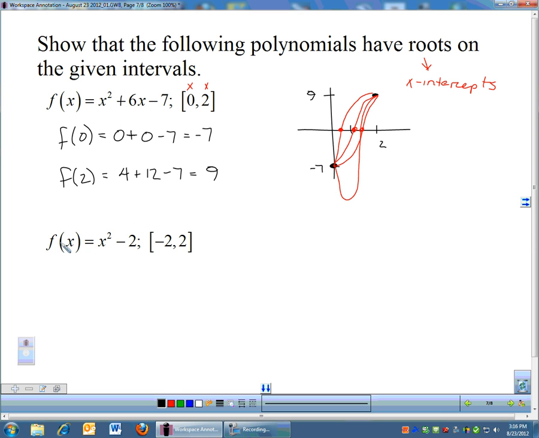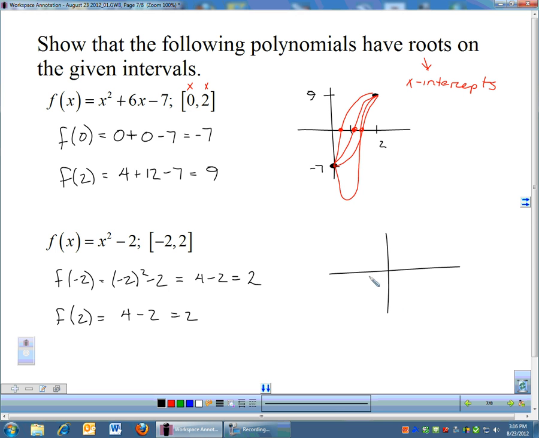And so let's do it with this one. f of x equals this one, equals all that stuff. So let's plug in negative 2. We're going from negative 2 to 2. So negative 2, that'd be negative 2 squared minus 2. Negative 2 squared is 4, minus 2 is 2. Okay, well, let's plug in positive 2. Let's see, 2 squared is 4, minus 2 is 2. That's weird. Okay, so what happened on this one? I plugged in negative 2, and I got positive 2. I plugged in positive 2, and I got a y-coordinate of positive 2.